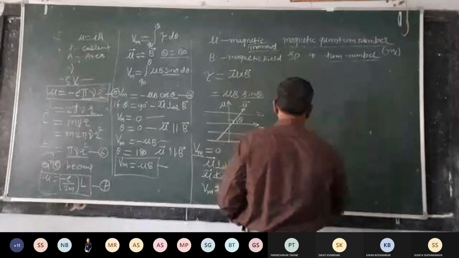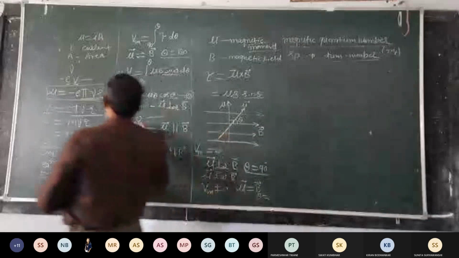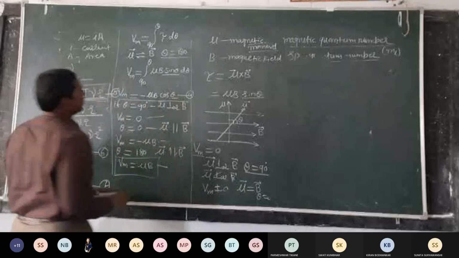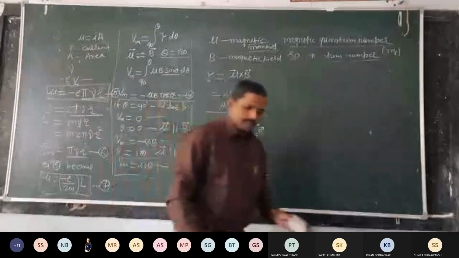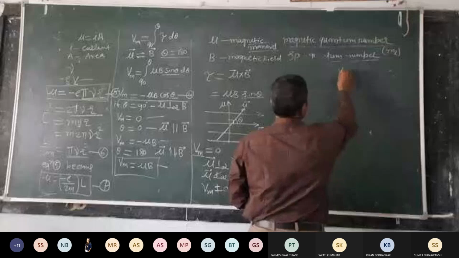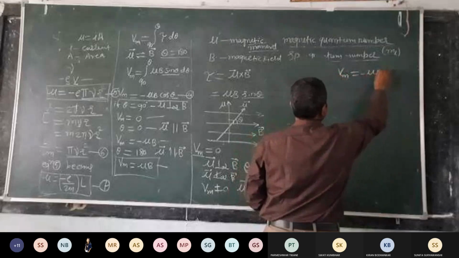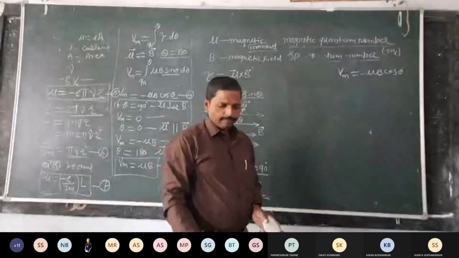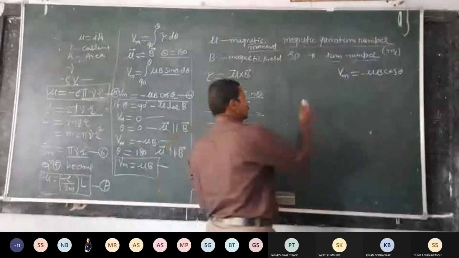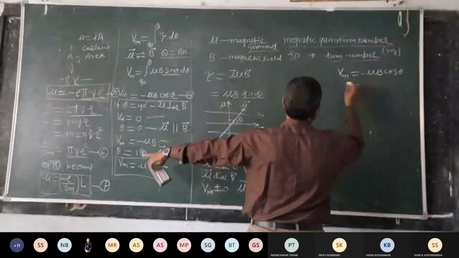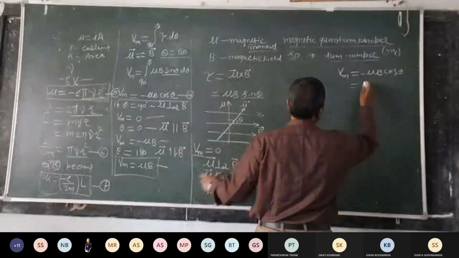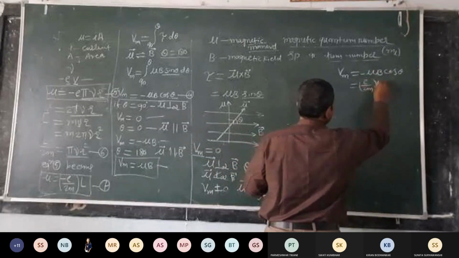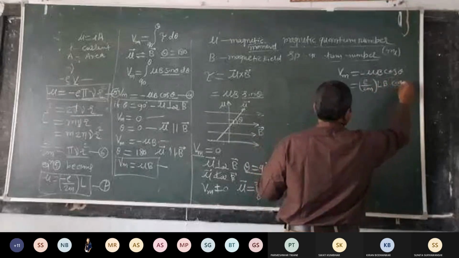Once we get the value of mu, we can find the value of Vm, that is the potential energy. For finding that, again we know that Vm is equal to minus mu into B cos theta. So put that value of mu here, and it becomes Vm equal to plus e upon 2m into L into B cos theta.